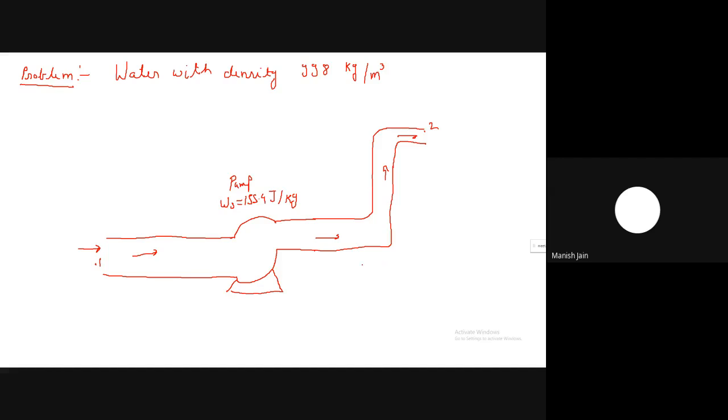Now the difference between the height of point 1 and point 2 is 3.05 meter. The pressure at point 1, P1, is equal to 68.9 kilonewton per meter square. The average velocity of fluid here is V1. Now at point 2, the pressure P2 is equal to 137.8 kilonewton per meter square. The average velocity at this point is V2.